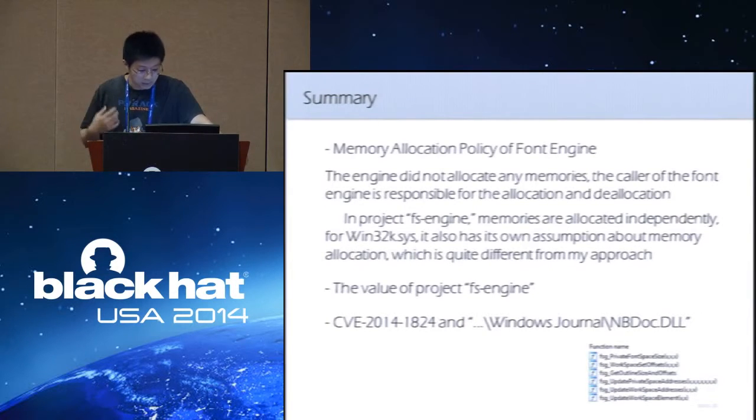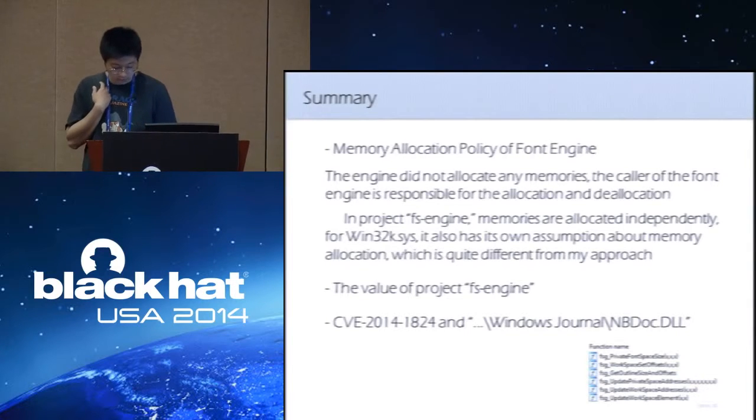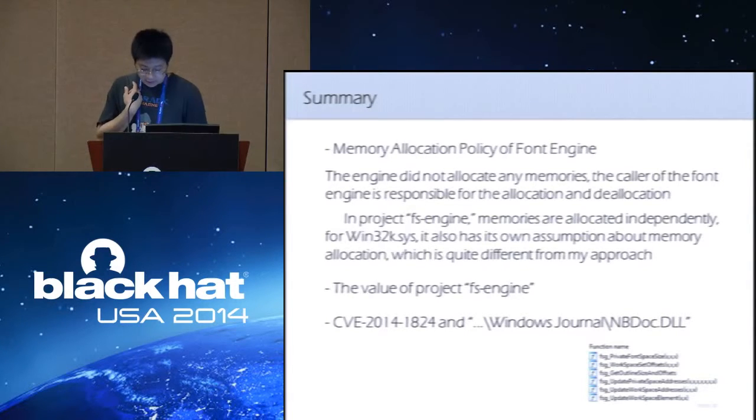And last one. If you notice the fix released on last Patch Tuesday, you will find the CVE-2018-1824 vulnerability will lead your attention to nbdoc.dir. What the function font in this dir is doing is just the same as FS engine. You will see that using IDA. And you can download the code and enjoy it.